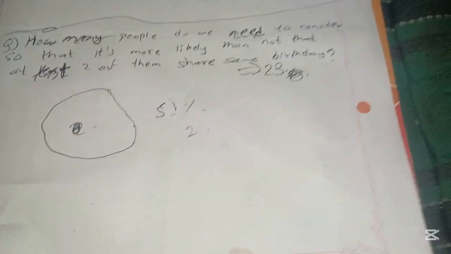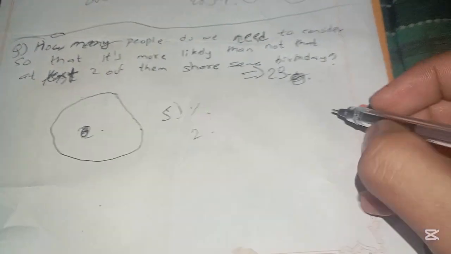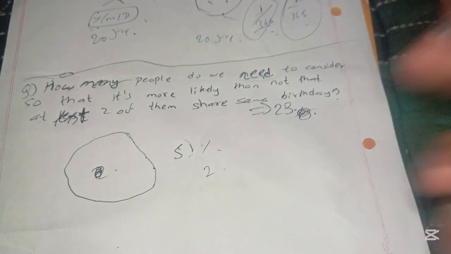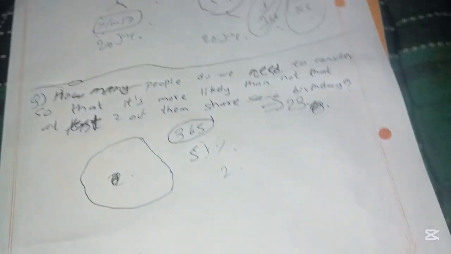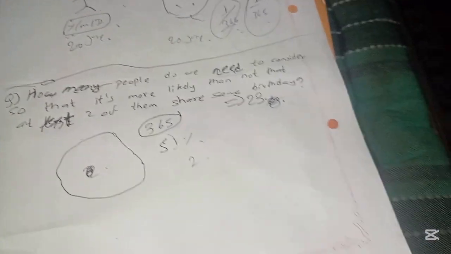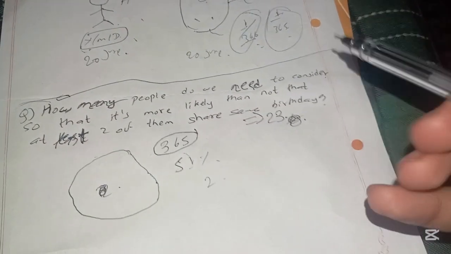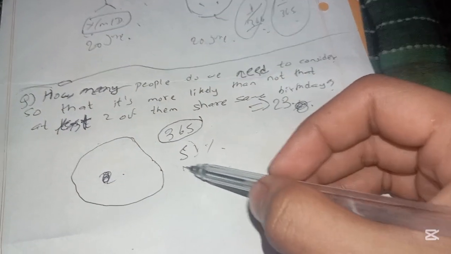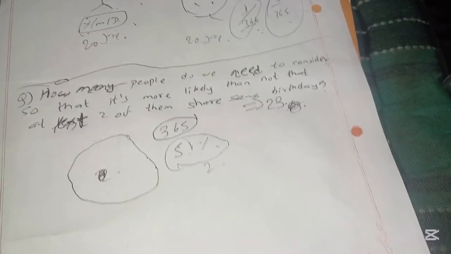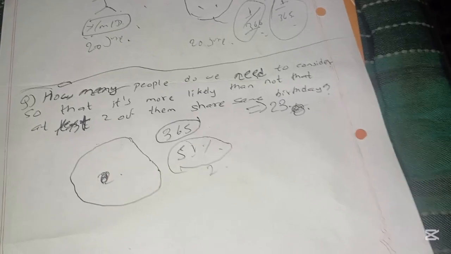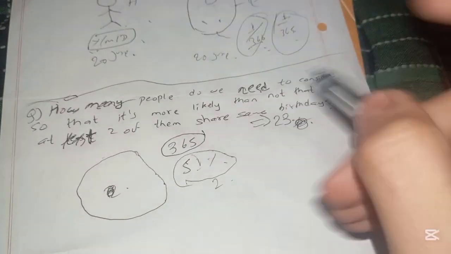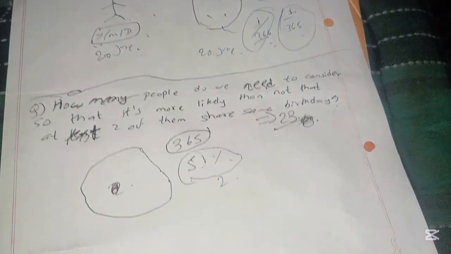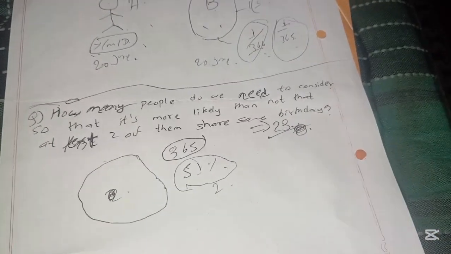There are a total of, we are not going to consider the leap year here. We're just going to consider that there are a total of 365 days in a year, or 365 different birthdays, right? So to make it at least a 51% probability that at least two people share a birthday, we're going to need at least 23 people in a room, right?